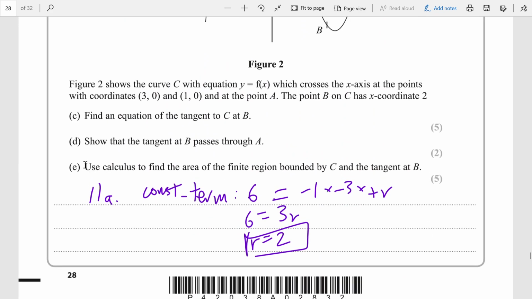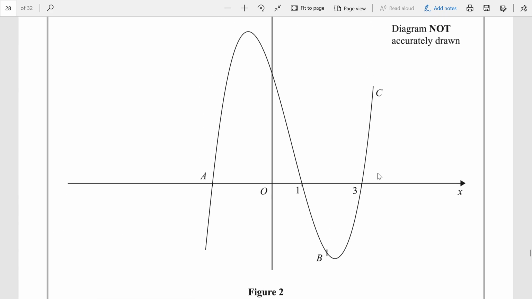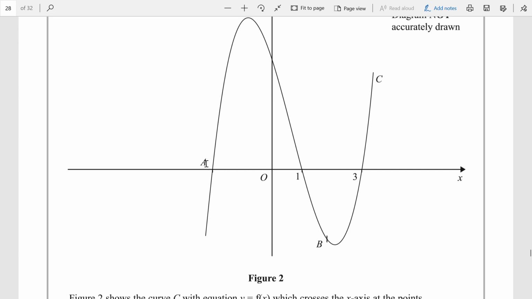And finally, question E. Use calculus to find the area of the finite region bounded by C and the tangent at B. Oh my goodness. Okay, so at the moment it looks like the tangent is going to be this line here. Given that it's turning away, I think that the tangent is just going to touch it at one point here, right? And it's not going to pass through the curve C again because the gradient is increasing here.